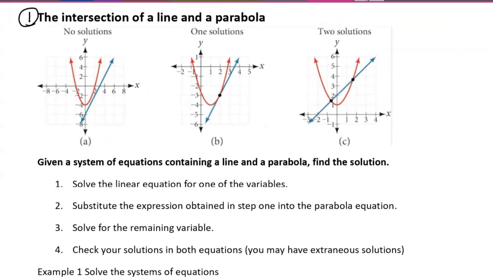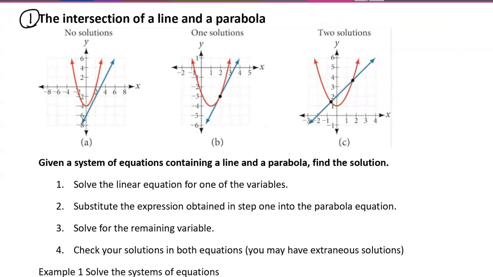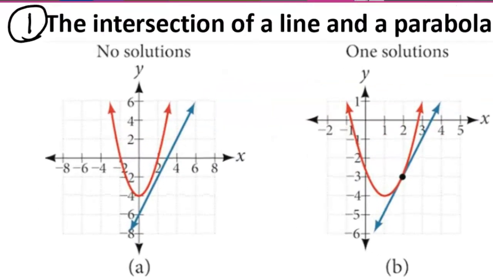So getting started, we have the intersection of a line and a parabola. I have three graphs here showing us the three different possibilities that we could run into. In the first case, we could have a parabola and a line that never intersect each other at all. So there would be no solution of the system, because what we're looking for is the point where those two graphs touch each other. So it's possible they don't touch each other at all.